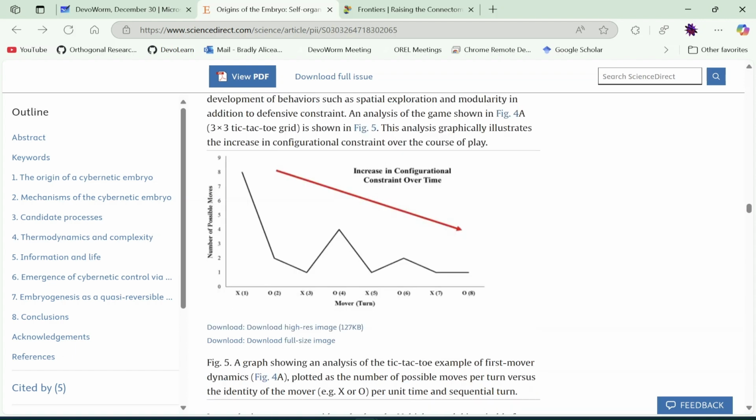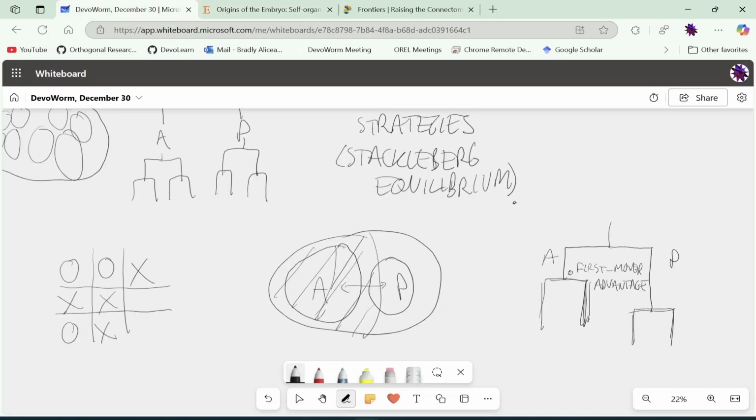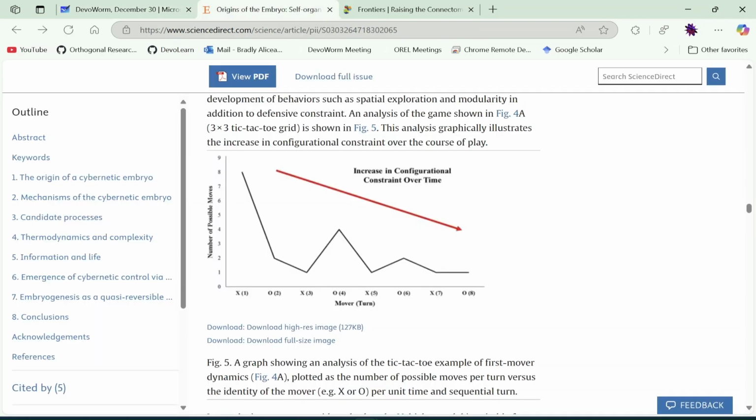And this is figure 5. It's a theoretical graph, so it doesn't map to any data. It just shows the number of turns taken by the first mover and the number of possible moves that it constrains the second mover to. When we have that first X in our tic-tac-toe, we have a number of options, but as the game proceeds you have fewer and fewer options. This constrains the behavior over time, this configurational constraint that's defined in the paper.